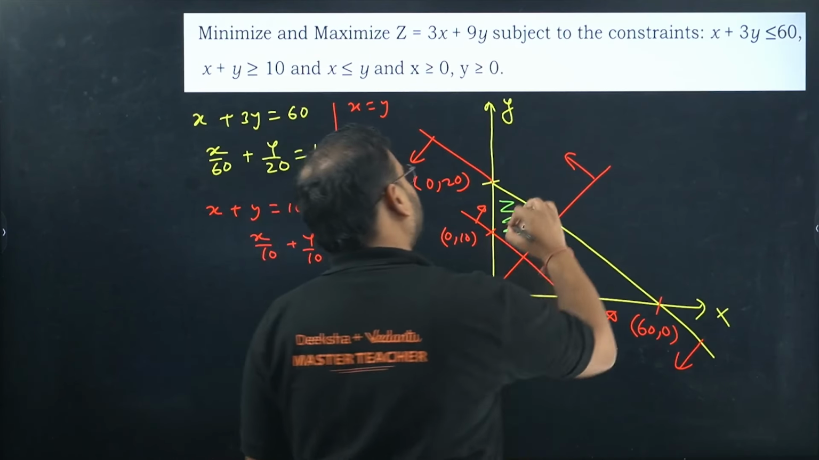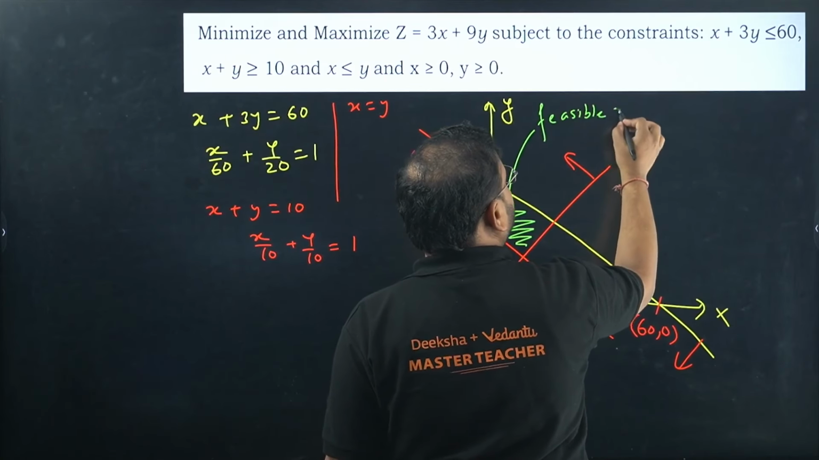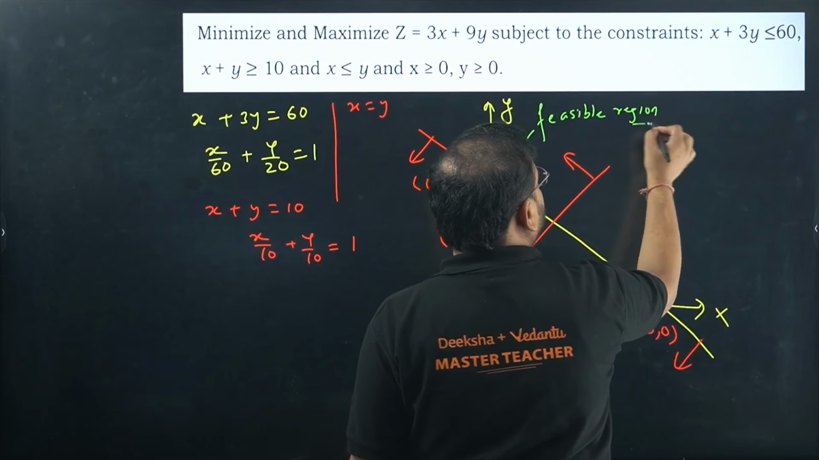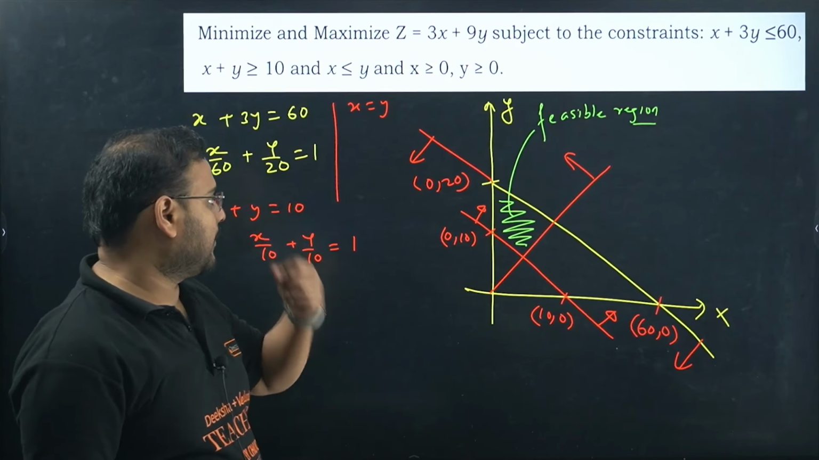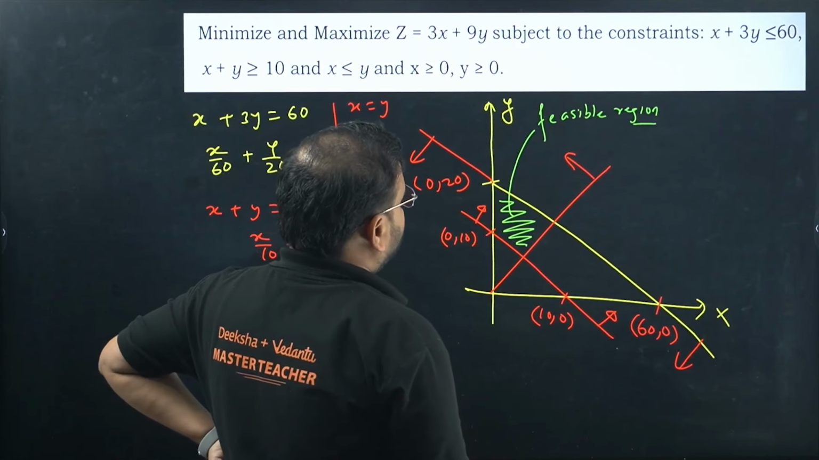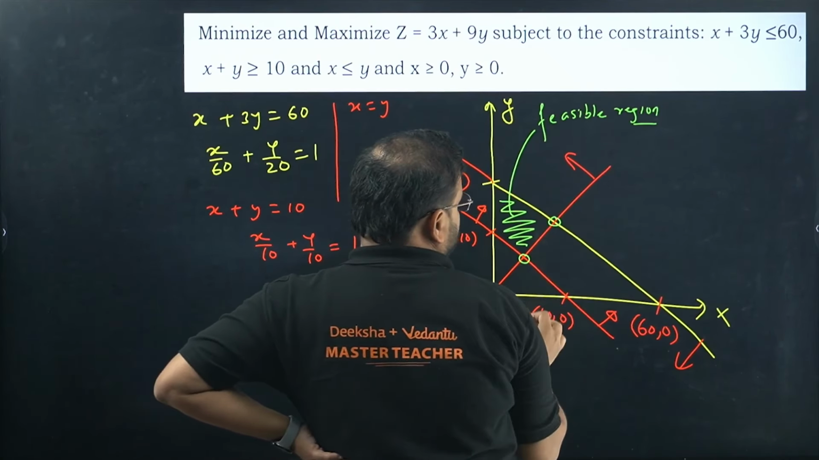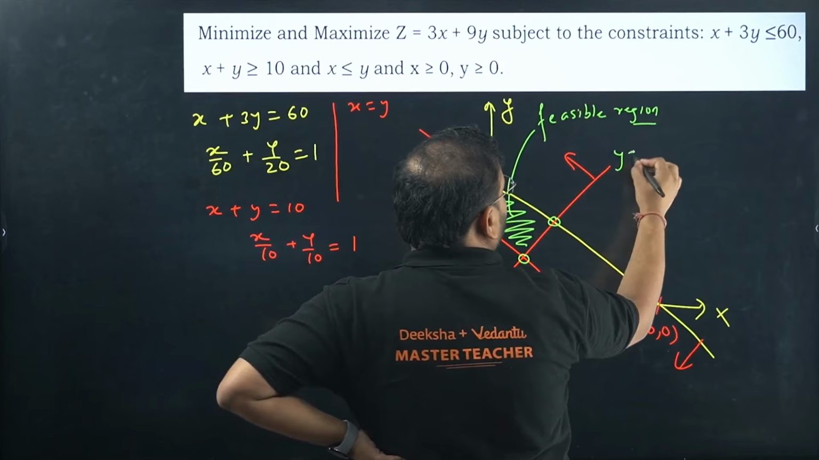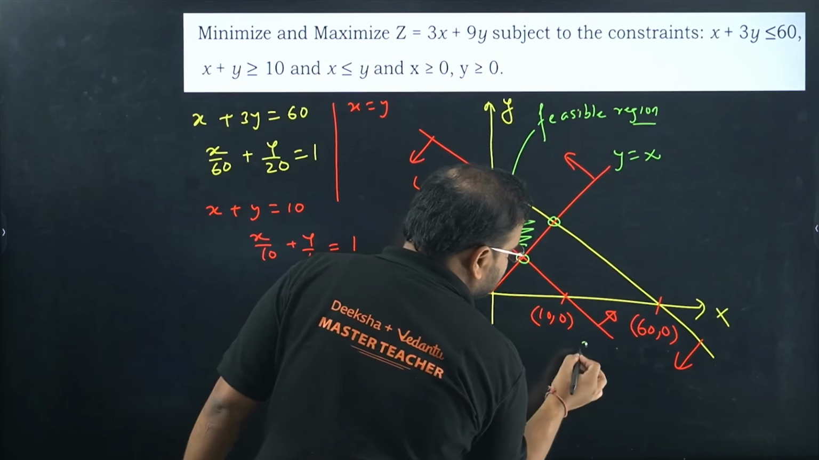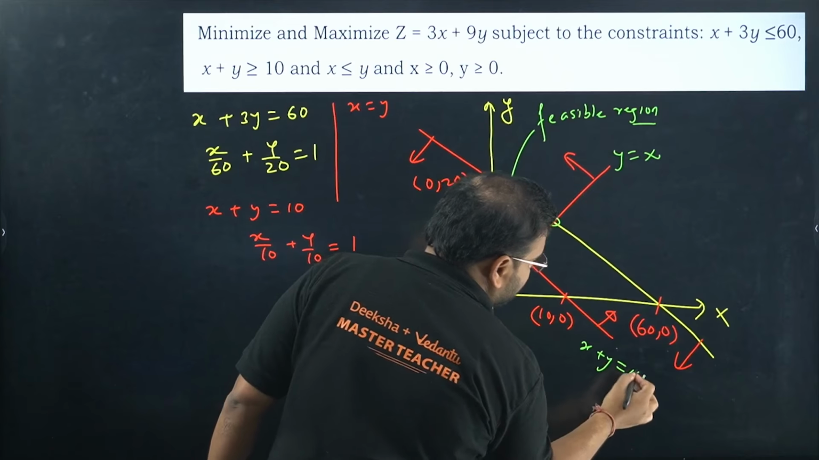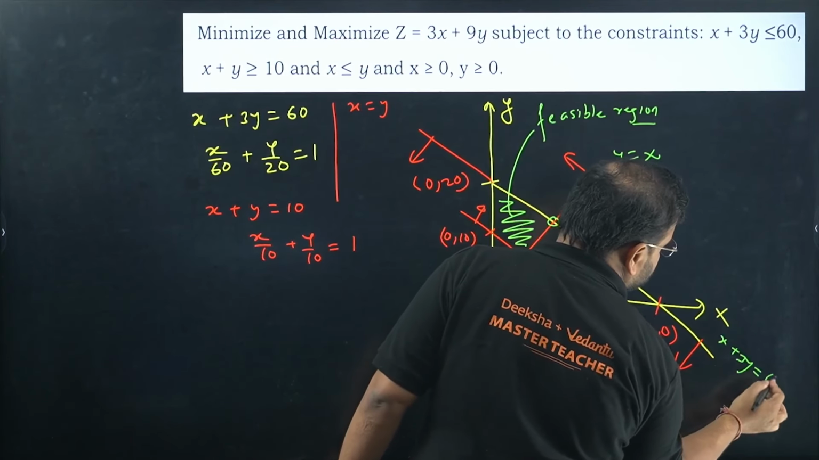I can write it like this: feasible region. They're asking us to do what? Maximize this objective function and also minimize this objective function. Okay, cool. Now corner points. We have one over here, one over here. This is the equation y equal to x. This equation is x plus y equals 10. And this equation is x plus 3y equal to 60.